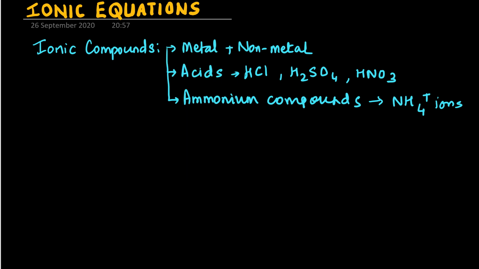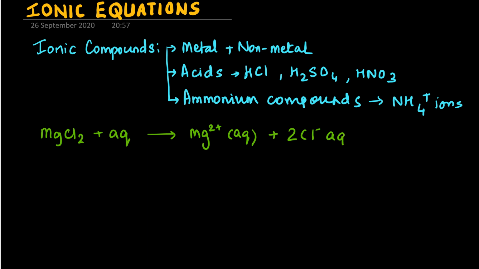So I'm going to write magnesium chloride over here, MgCl2, and let us see how it separates. When I dissolve it in water, plus (aq), it is going to separate into Mg2+ (aq) and 2Cl- (aq). MgCl2 is a solid, so let me write the state of MgCl2. So it's a solid.